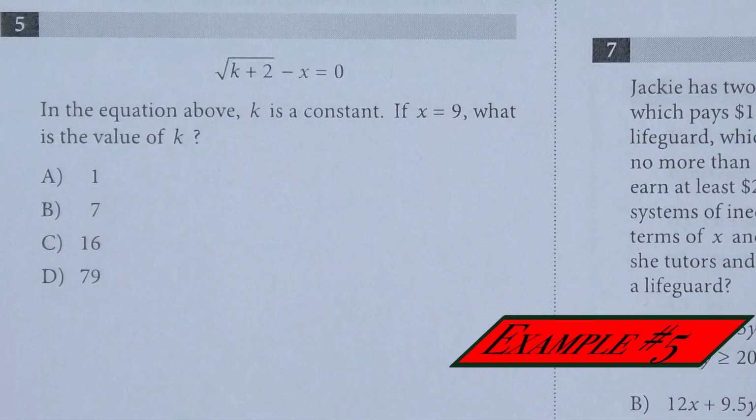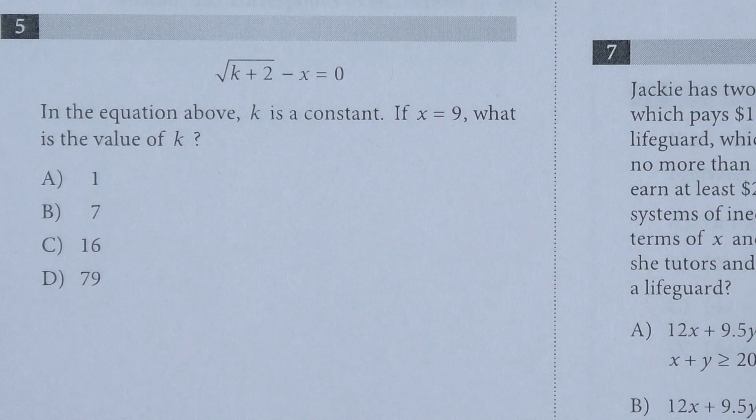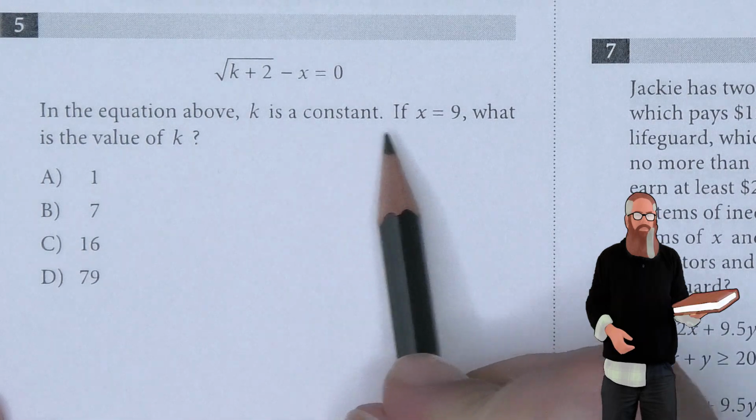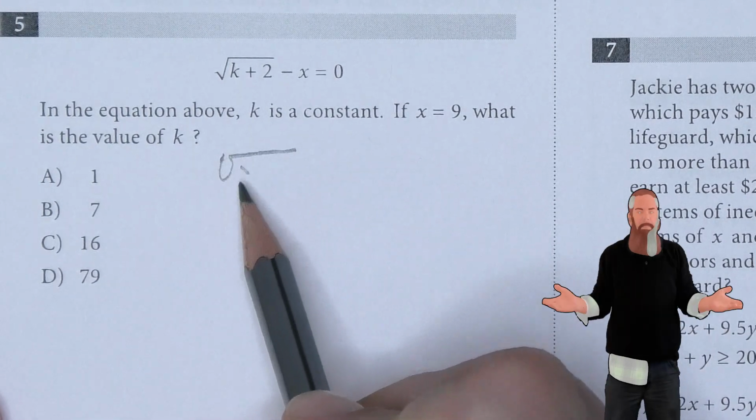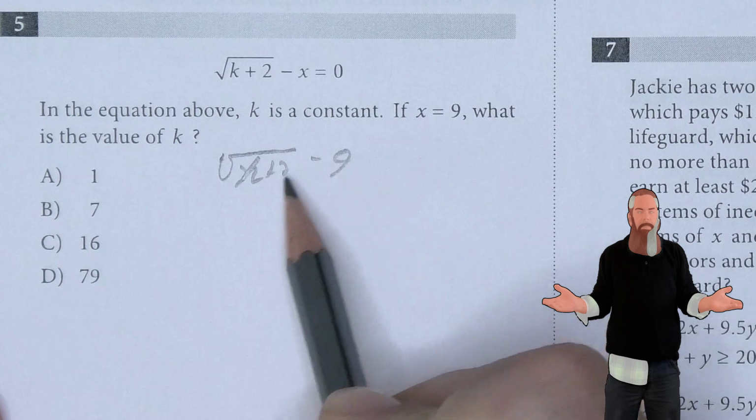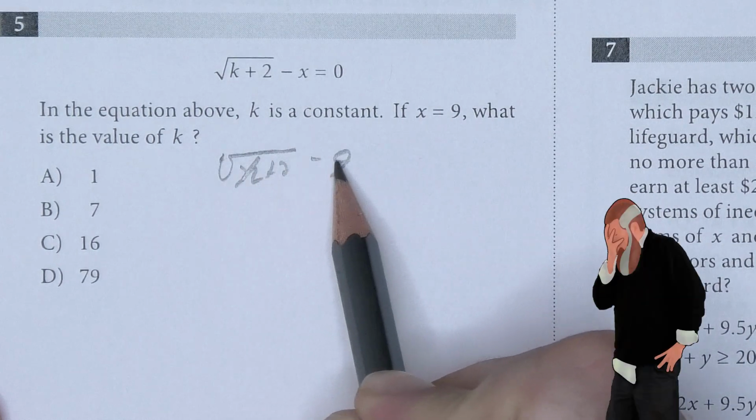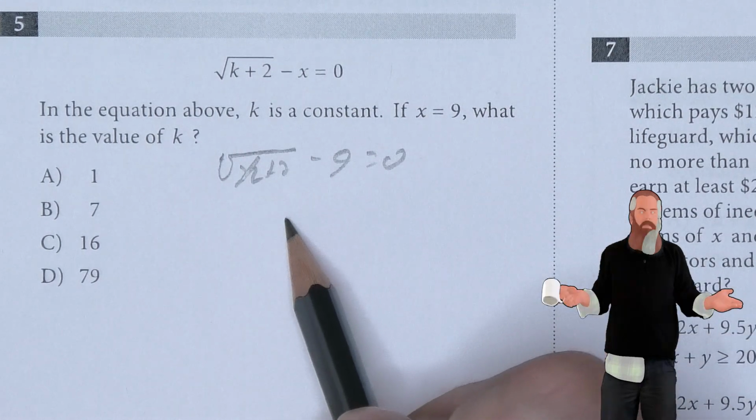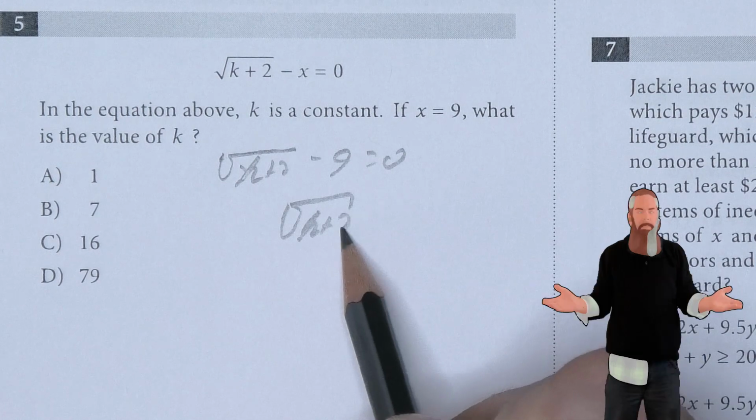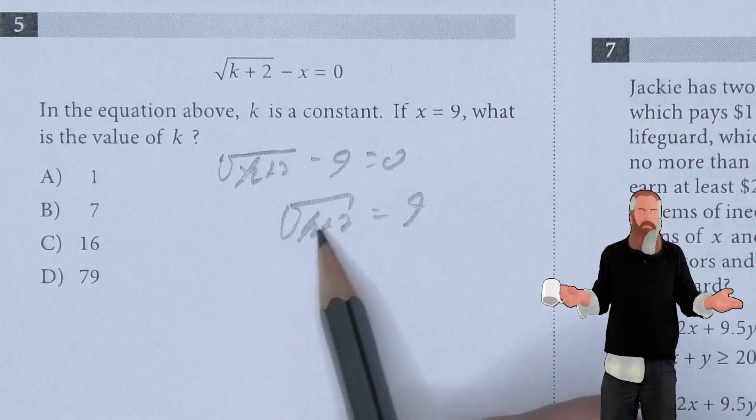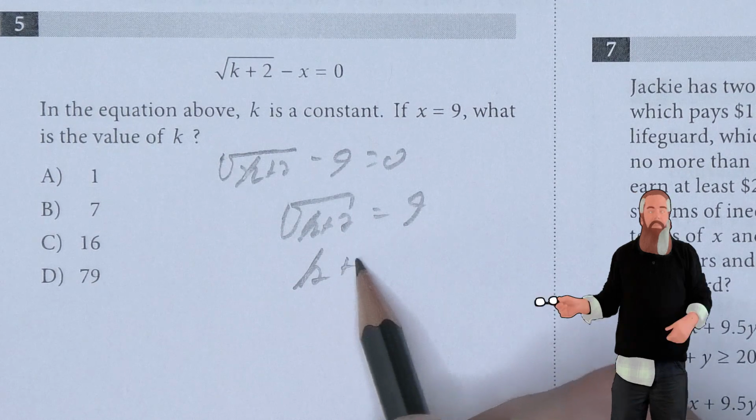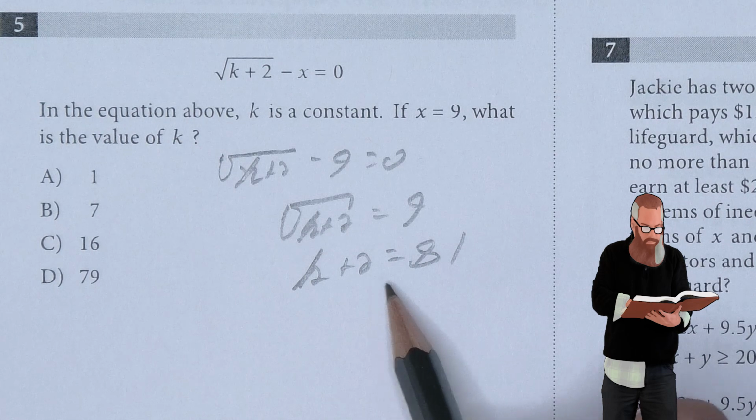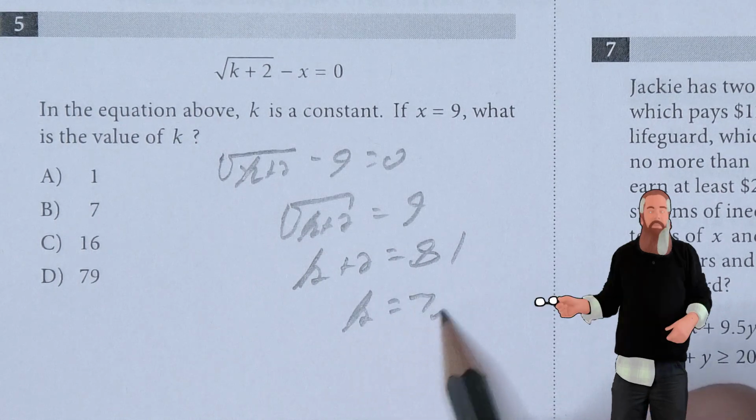In the equation above, k is a constant. If x is equal to 9, what is the value of k? So to solve this, we're simply going to substitute the value of x into this equation. This will give us the square root of k plus 2, minus 9, equals 0. And we're simply going to solve for k. So now we have the square root of k plus 2 is equal to 9. Squaring both sides means I have k plus 2 is equal to 81. And subtracting 2 from both sides gives me k is 79.